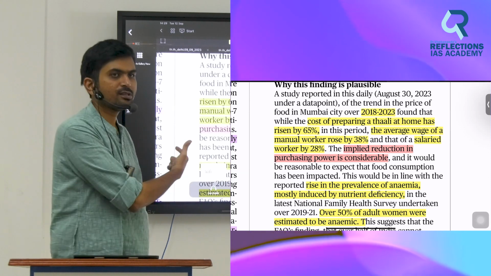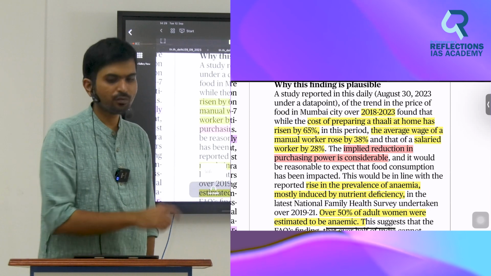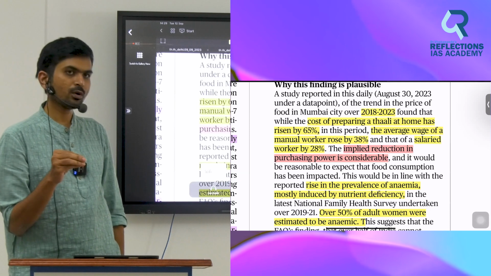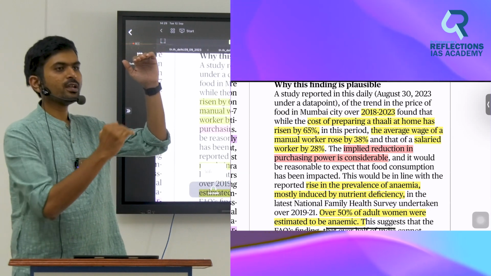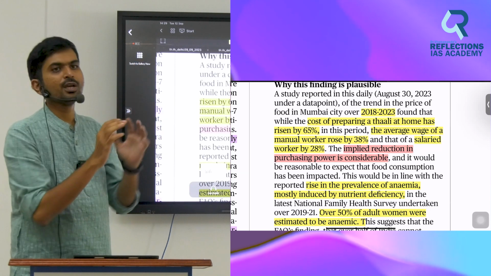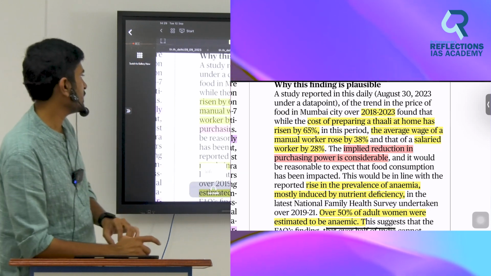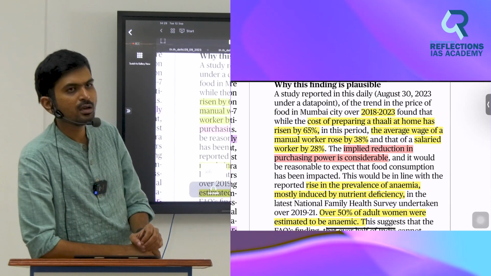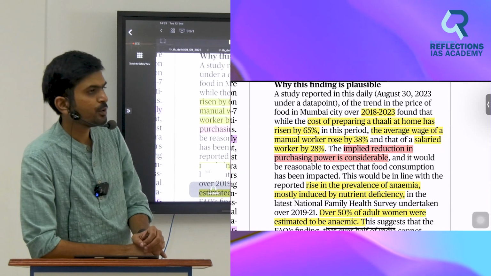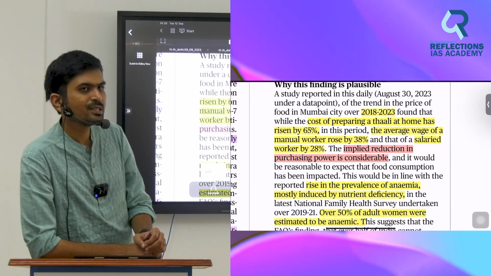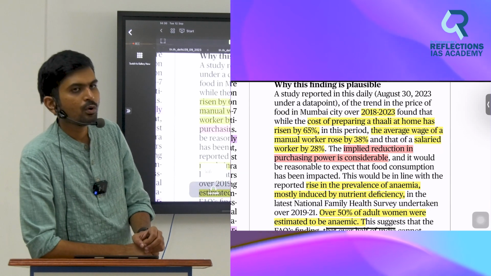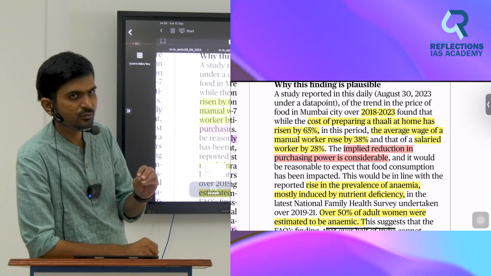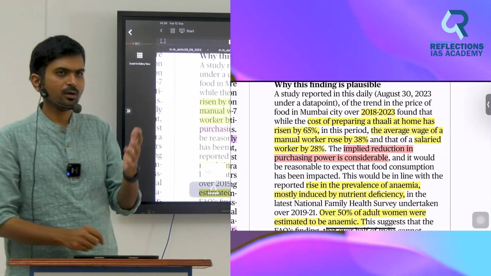What happened to your wage? Is your wage increasing accordingly? Your wages are increasing only by 38% and 28% respectively. That means your cost of living has increased, your income has increased only a little bit. This shows that purchasing power has come down. This is the beauty of Thalinomics. It simply shows how costly it is in India to create basic meals, while your purchasing power is coming down.